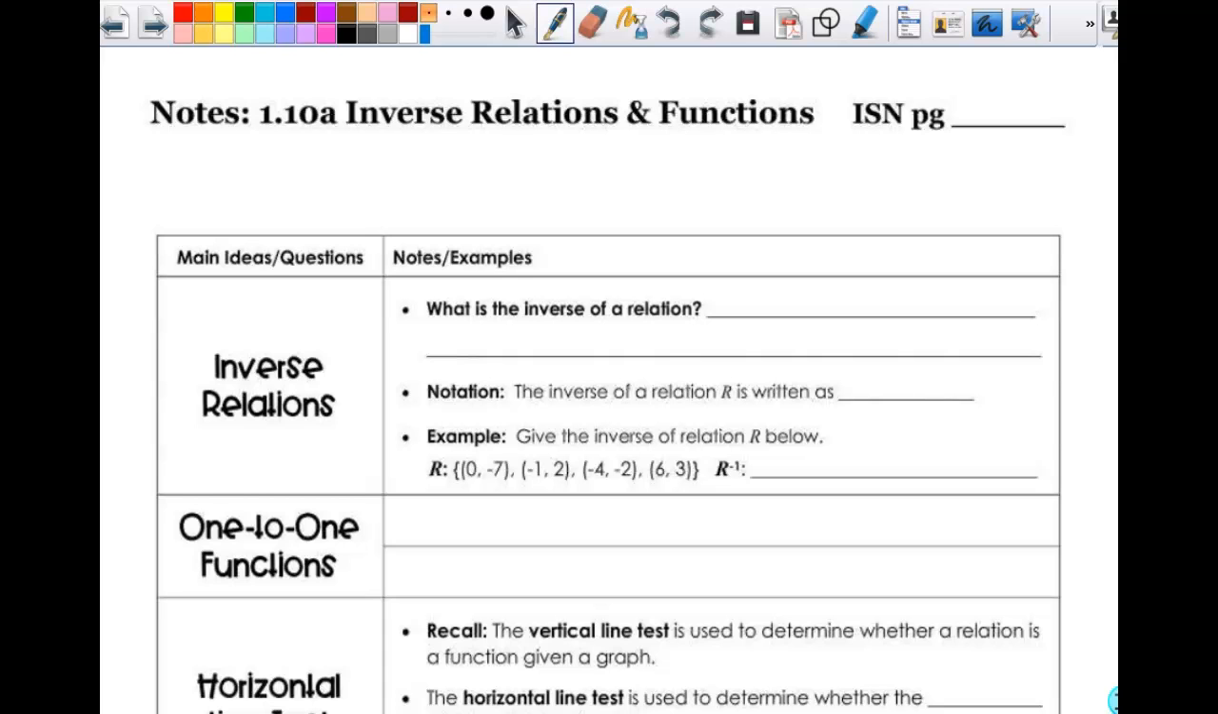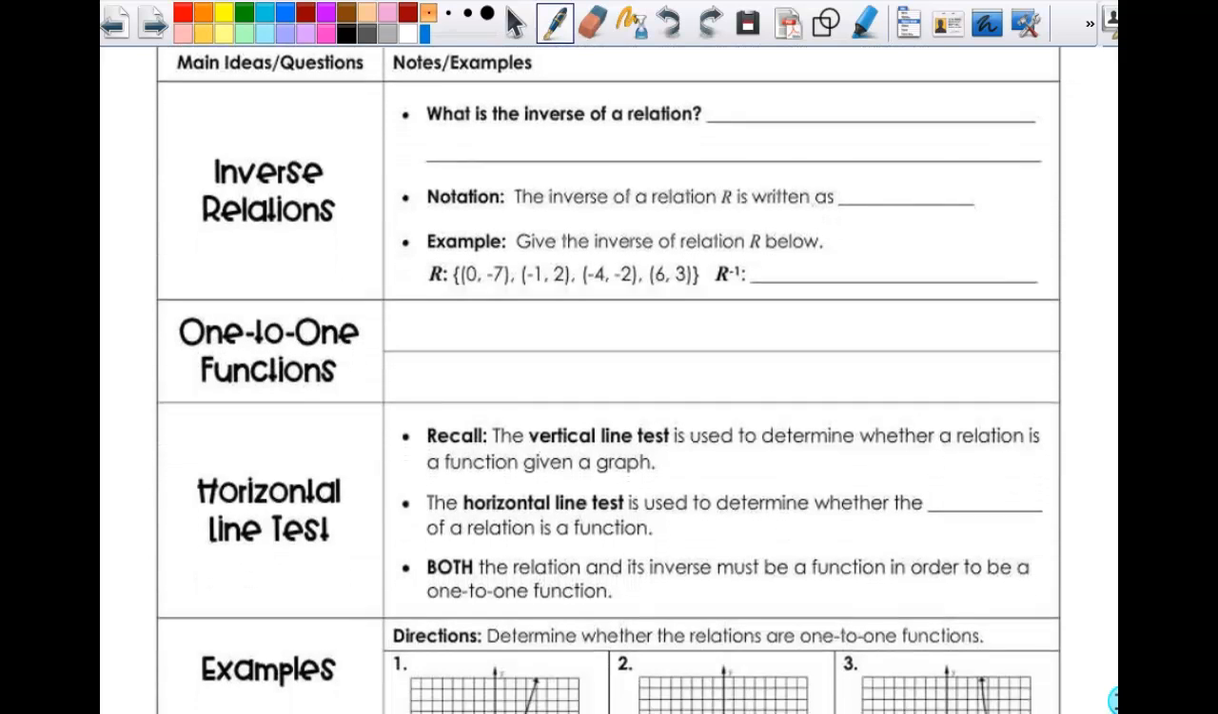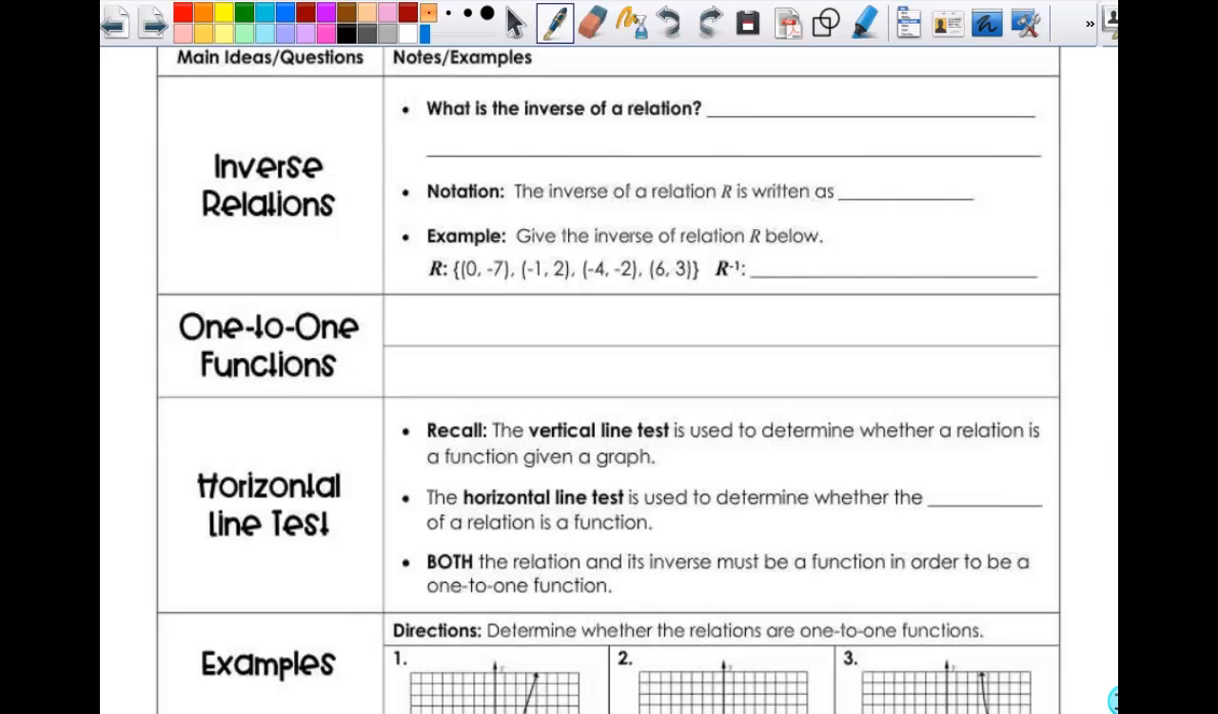Okay, so let's talk about inverses, inverse relations and functions. We work mainly with the functions, but inverses should be a review from Algebra 2. So it's something that you have done. We'll do a little extra piece to it. But what is the inverse of a relation?